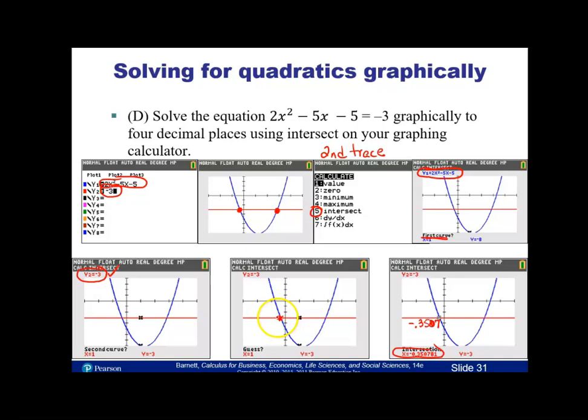And then, if you didn't want to move the cursor, you could actually type in like negative 0.5 as a guess. That would work as well. And then you would just repeat that same process of going to intersect, choosing your first curve, your second curve, but this time for the guess, your guess would be pretty close to 3. So when you do that, you'll find that it's actually 2.851 for the other point of intersection.